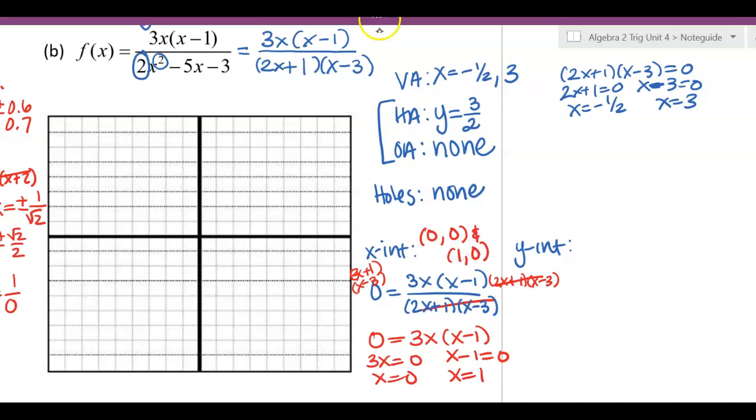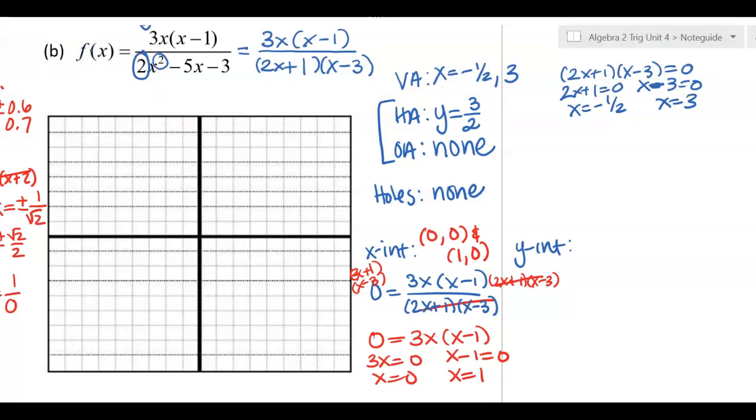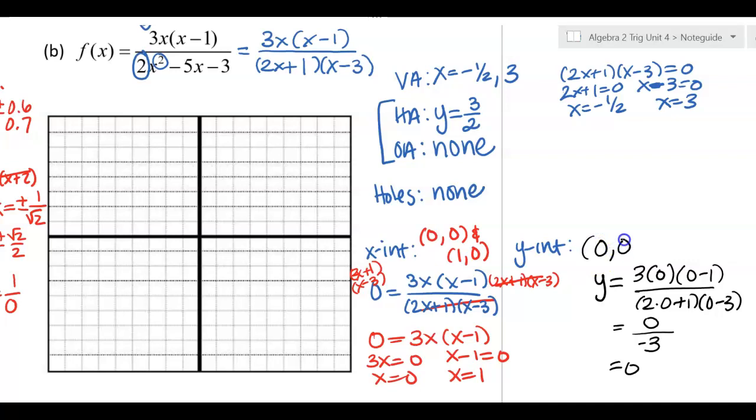For the y-intercept, we're going to set x equal to 0 and see what value we have for y. So when we do that, it looks like this. And we would get 0 in the numerator over -3 in the denominator, which is 0, and our y-intercept is 0, 0. Okay, so we're going to plot all this information on our graph.